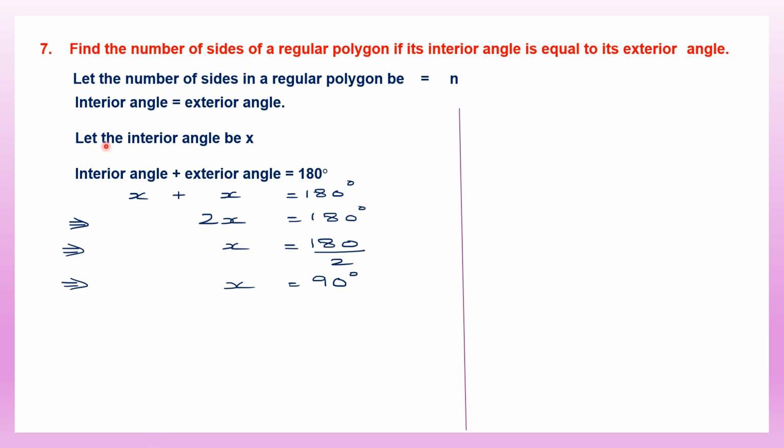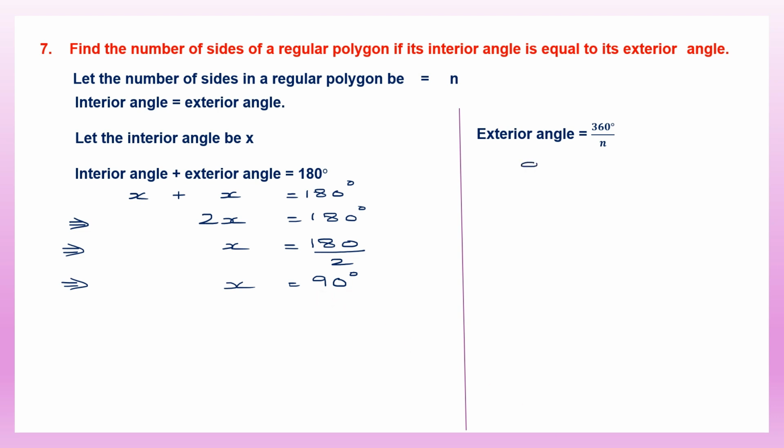So what have we found? We have found the interior angle. This can also be the exterior angle. We can use the formula for interior angle, or we can use the formula for exterior angle to find the number of sides. So here we're going to use the formula of exterior angle to find the number of sides, where n is the number of sides. And the exterior angle we have found out to be 90 because the interior and exterior angles are the same. So this is 90 degrees.